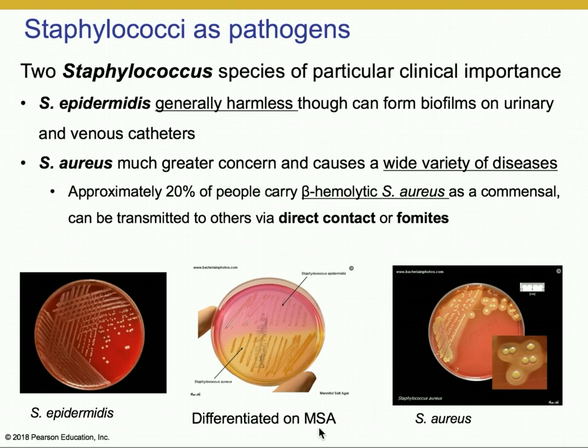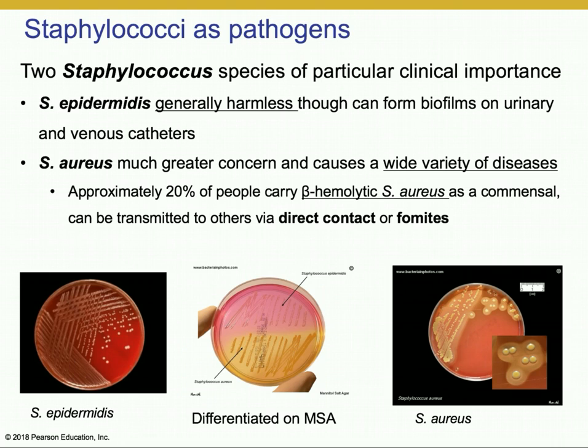On media such as mannitol salt agar, the differential ability of Staph aureus to ferment the mannitol produces acids and then a yellowing of the media, so that allows them to be distinguished from Staph epidermidis by that characteristic. Again, the salt in this particular medium prohibits the growth of non-staph species.